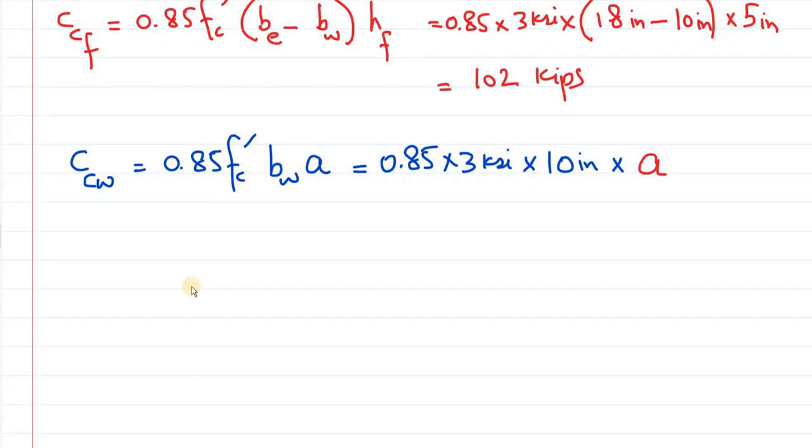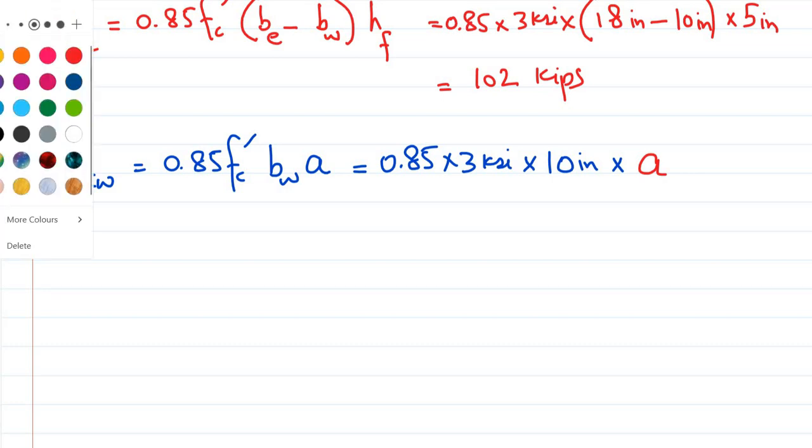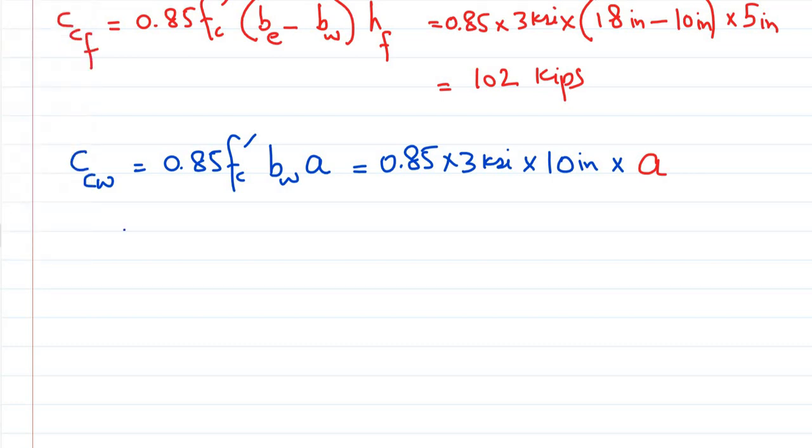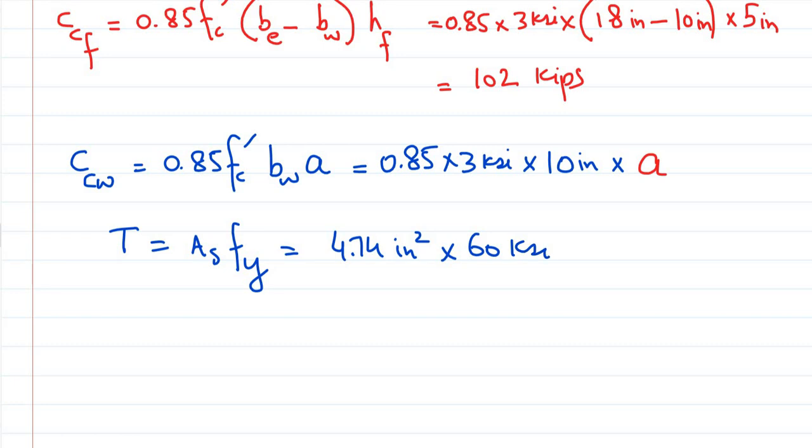Okay, so next we can calculate T value. So T would be given by, based on our assumption that the tension steel is yielding, whereas we are retaining that assumption, and so T can be calculated as AS FY, 4.74 inch square into 60 KSI. So T value becomes 284 kips.